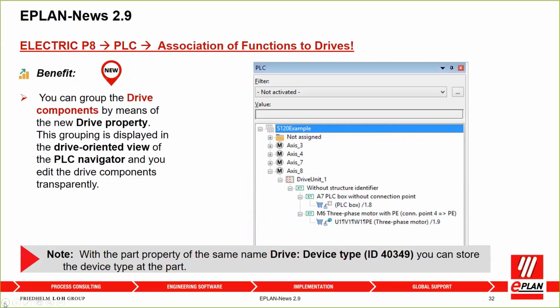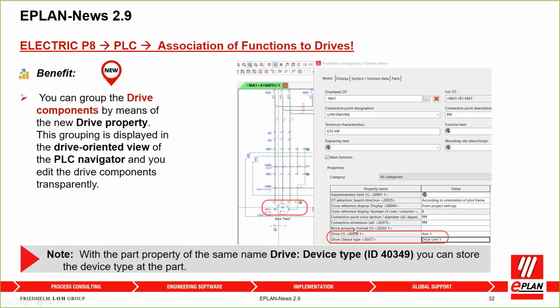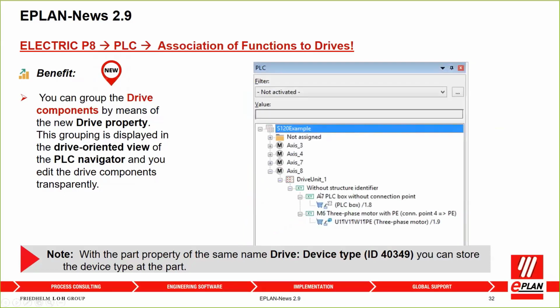You have two properties. You've got the drive, which is the main grouping, and you can also define the type, which could be something like a motor, an inverter, or an encoder. This is so you can see it in the Navigator, and you can assign it to a PLC connection point, and you can view which input or output is controlling that particular drive and associated with it.